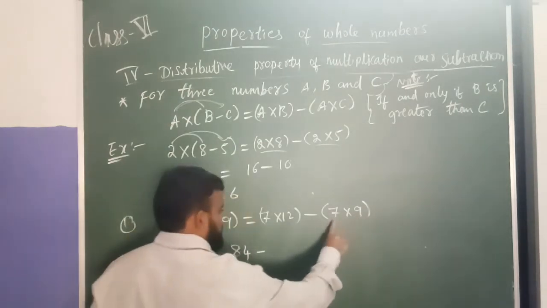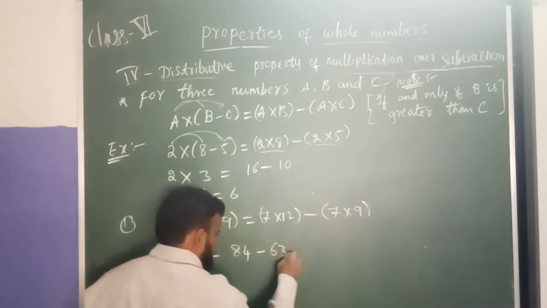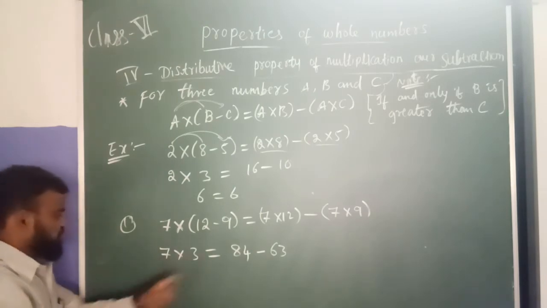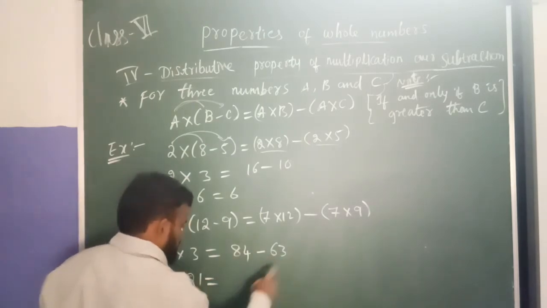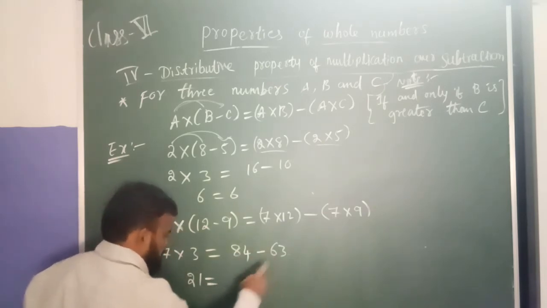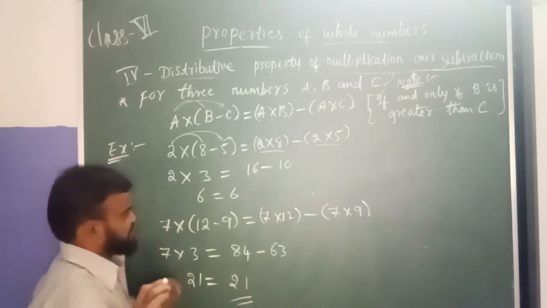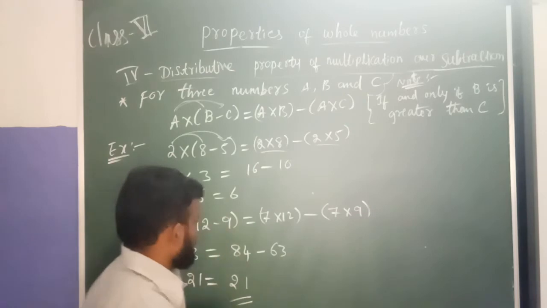7 3s are 21. 4 minus 3 is 1. And 8 minus 6 is 2. On both sides we got exactly the same value. Now you note it down.